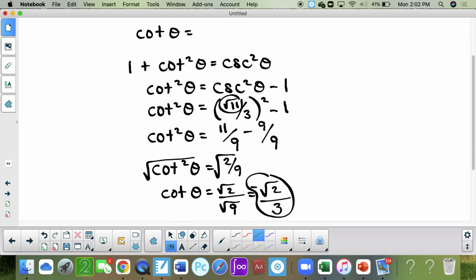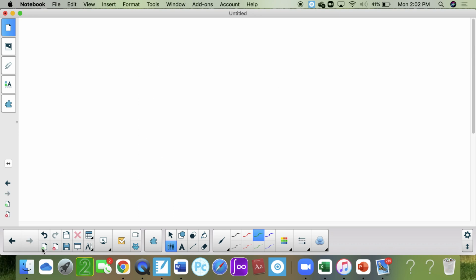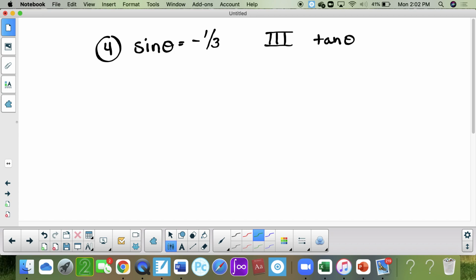And then the last problem on the front page is number 4. The sine of theta is equal to a negative 1/3. This one puts you in the third quadrant, and you're trying to find tangent. And tangent is positive in the third quadrant.